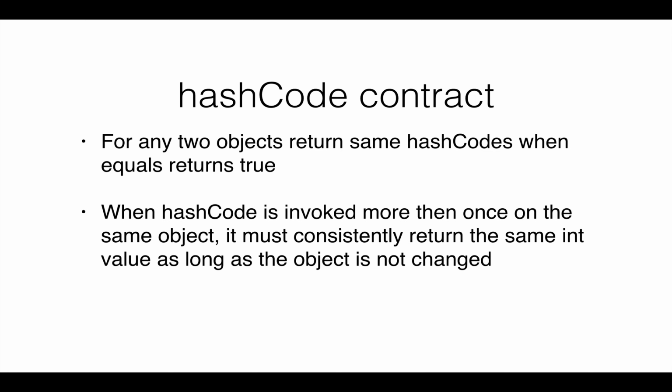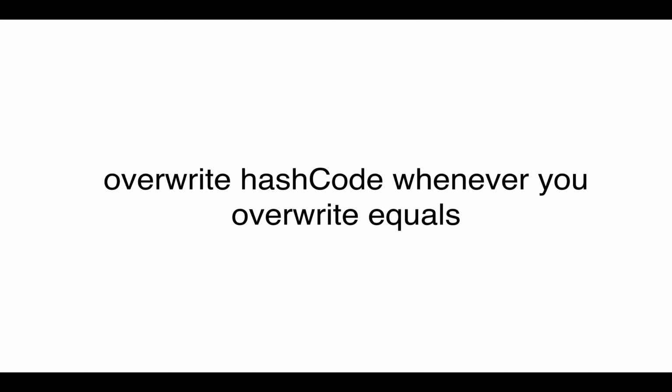When hashcode is invoked more than once on the same object, it must consistently return the same int value as long as the object is not changed. This rule is similar to the equals consistency rule I introduced you before. Both equals and hashcode methods must return consistent results. To fulfill this contract, you should override hashcode whenever you override equals and vice versa.